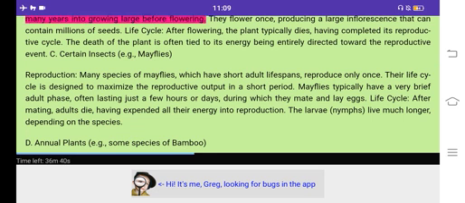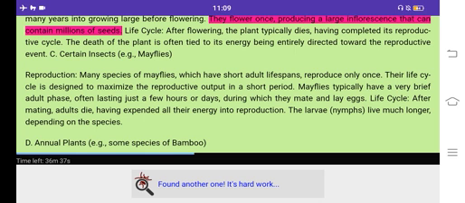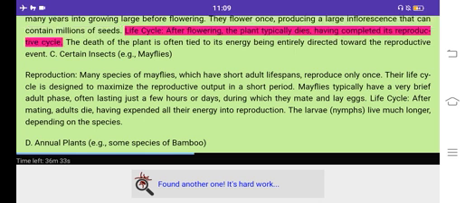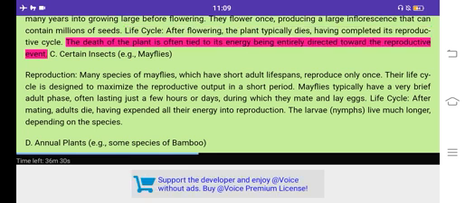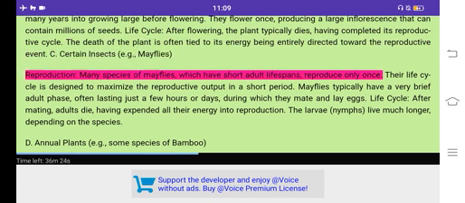These plants invest many years into growing large before flowering. They flower once, producing a large inflorescence that can contain millions of seeds. Life cycle. After flowering, the plant typically dies, having completed its reproductive cycle. The death of the plant is often tied to its energy being entirely directed toward the reproductive event. C. Certain insects, e.g., mayflies.